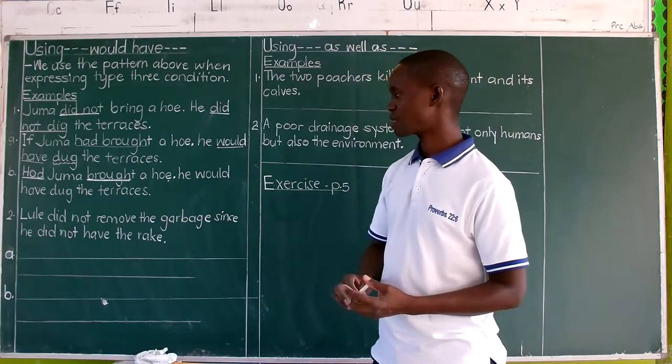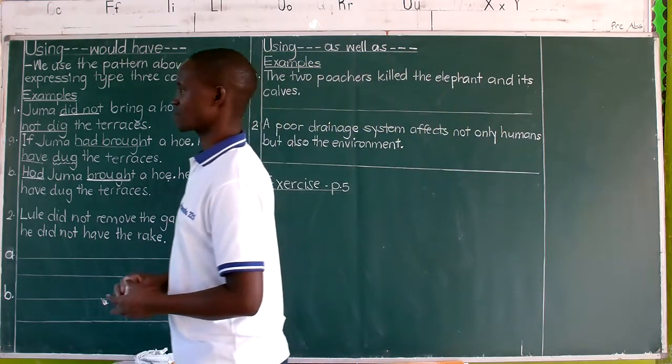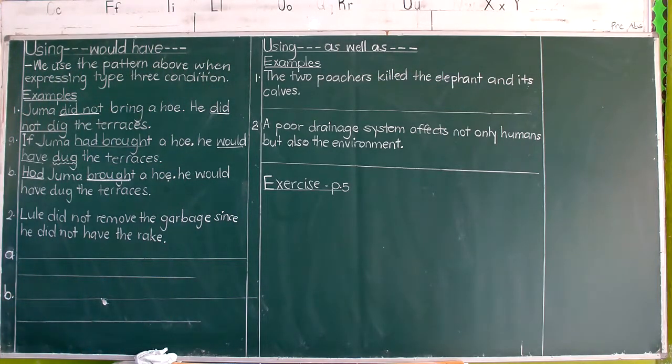Let's look at our very last example in this structure pattern, which is in if 3. Lule did not remove the garbage since it did not have the rake. What do we do? The teacher may not tell you to use would have. The teacher may only tell you to begin with if. Common sense. From the teacher's explanation, you remember, he told you if 3 questions are normally set in the past. Lule did not remove.